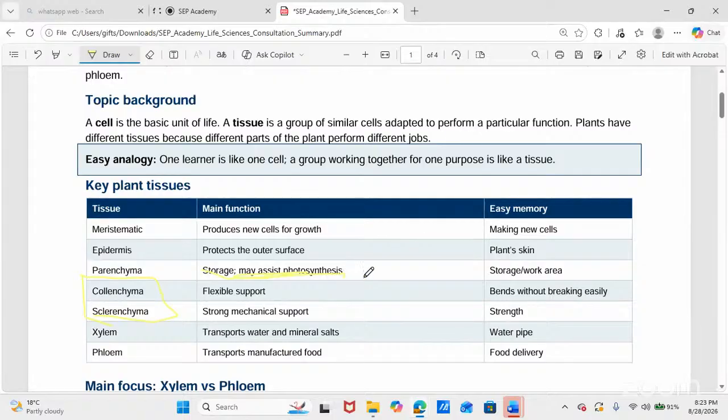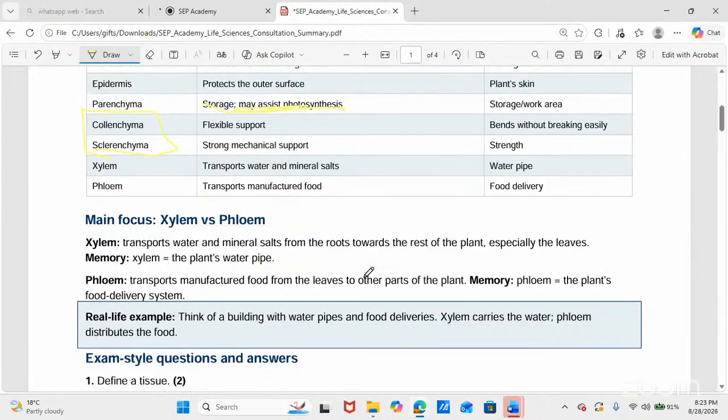So now we're going to move on to the xylem and phloem. They're saying that the xylem transports water and mineral salts. It's like a water pipe. If you were to try to memorize this for xylem and phloem, let's say we have a plant. We have planted it in the soil and it's rooted in the soil. So now you have the xylem moving from the what? Moving from the roots towards the rest of the plant.